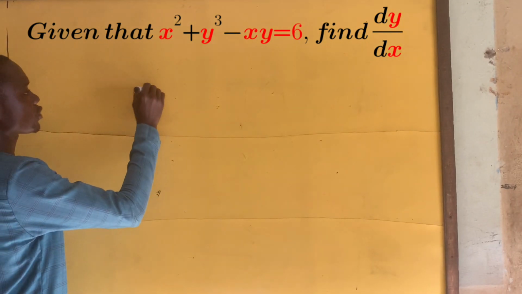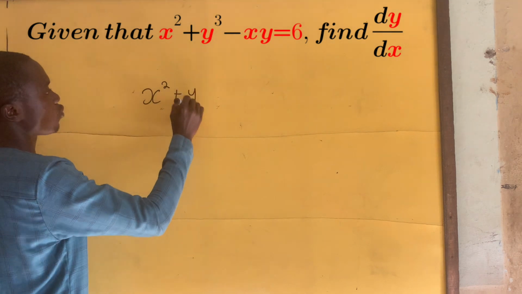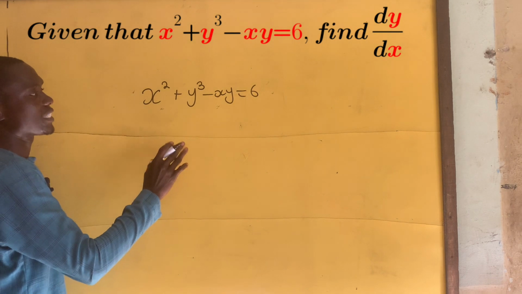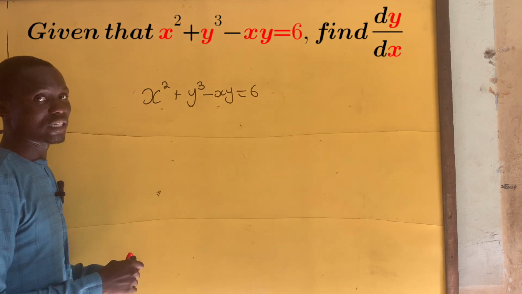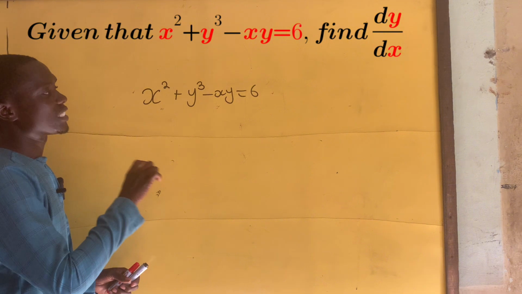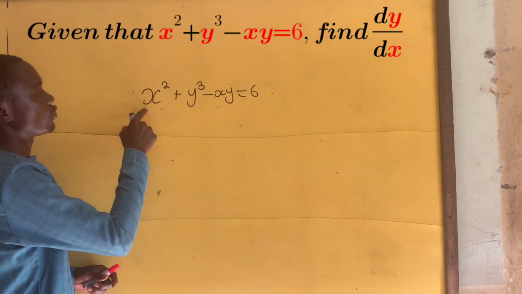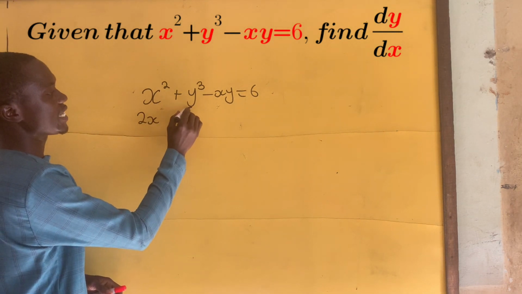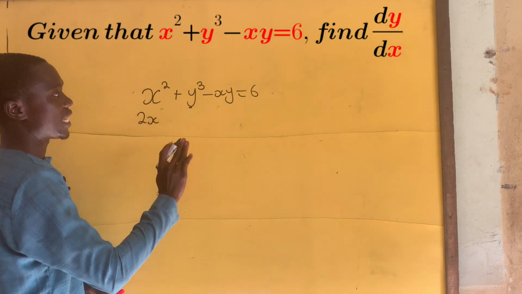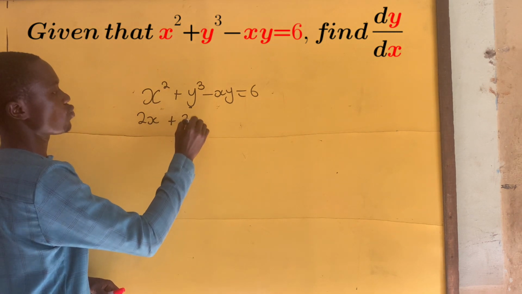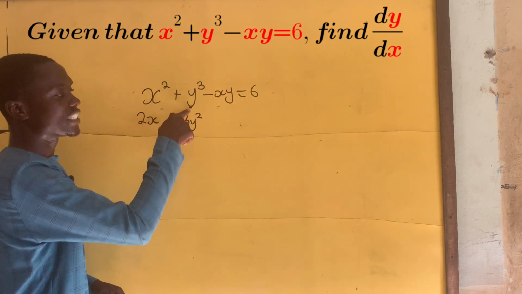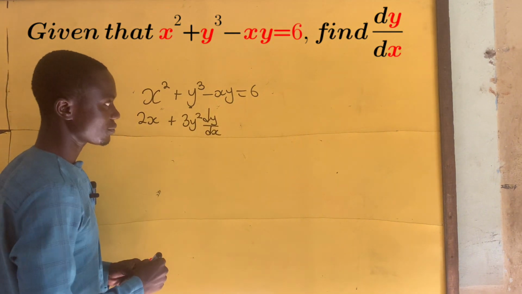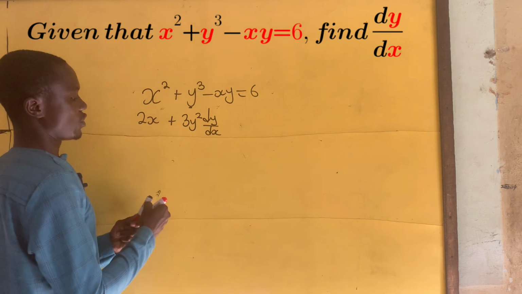We have x squared plus y cubed minus xy equals 6. So this means that we're going to do implicit differentiation. We are going to differentiate this implicitly with respect to x. So if we differentiate x squared, we get 2x. If we differentiate y cubed with respect to x, we are going to get 3y squared. But since we are differentiating y with respect to x, we attach dy/dx. Now here, we have xy.